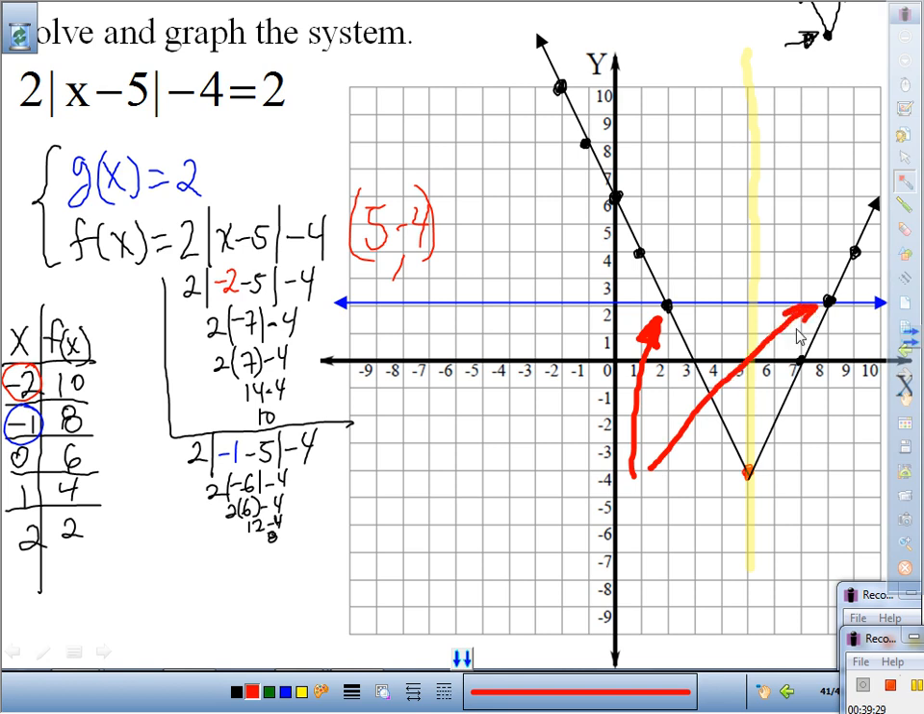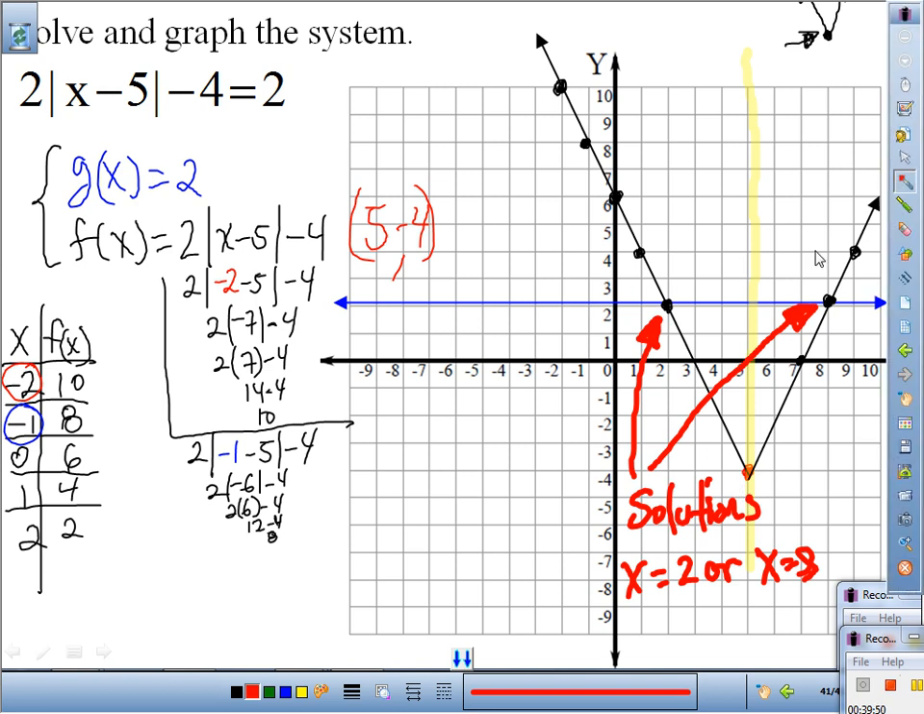Very good. Solutions. I'm going to write x equals 2 or x equals 8. The point where both graphs intersect. Does everybody see how g of x intersects f of x right here? Yes? Okay, good.